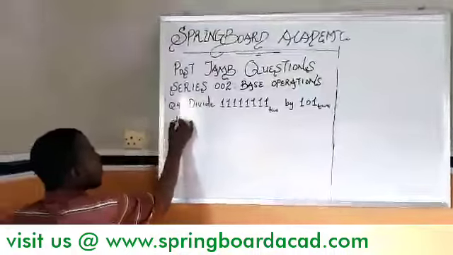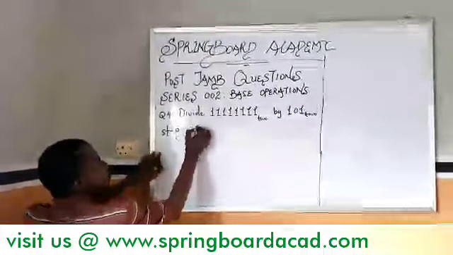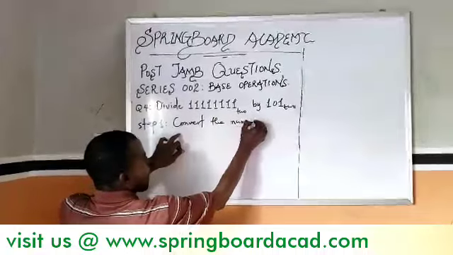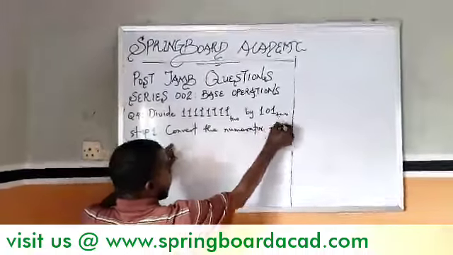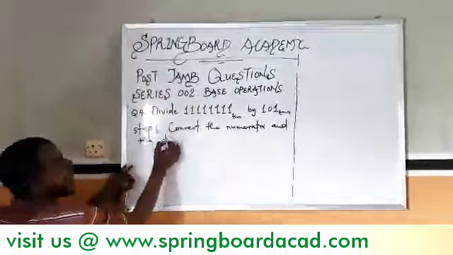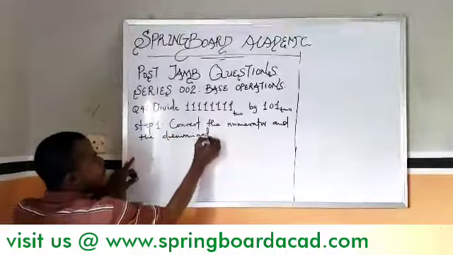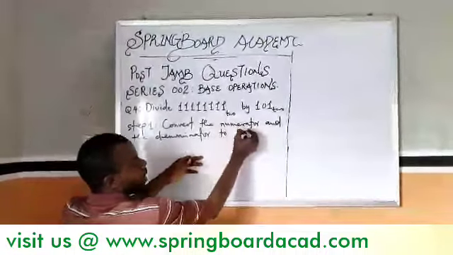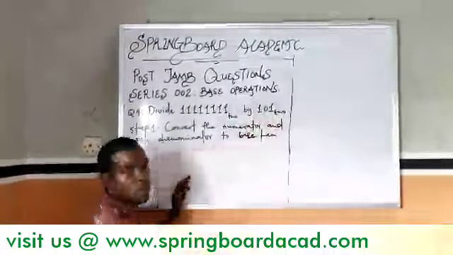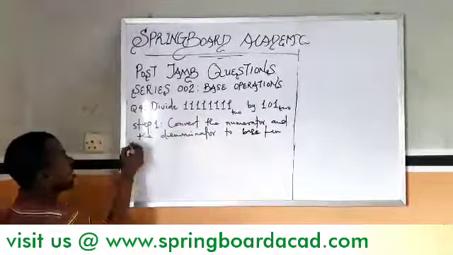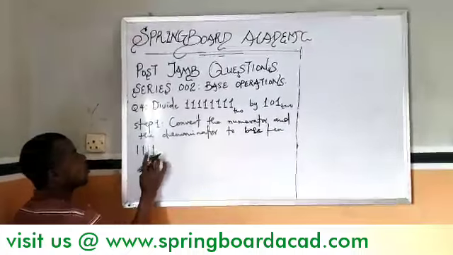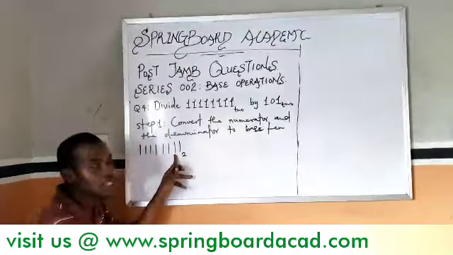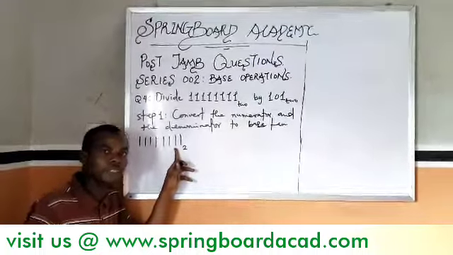Step 1. You convert the numerator and the denominator from their respective bases to base 10. Let's do that quickly. For the numerator now, you have 1111 in base 2. Now, when converting these from other bases to base 10, what do you do?